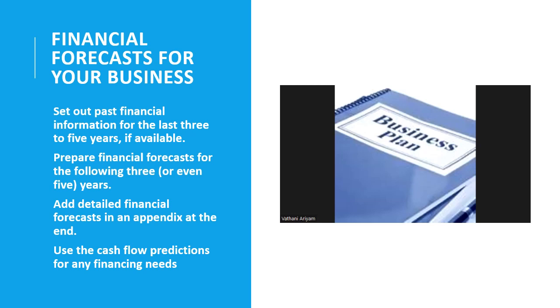Financial forecast for your business. Your financial forecast interprets what you mention about your business into figures. Set out past financial information for the last 3 to 5 years, if available. Break total sales figures down into parts. For example, sales of different types of products or to other groups of customers.